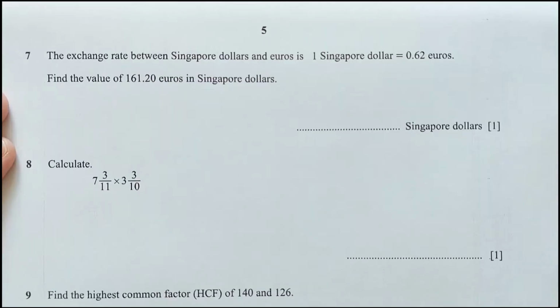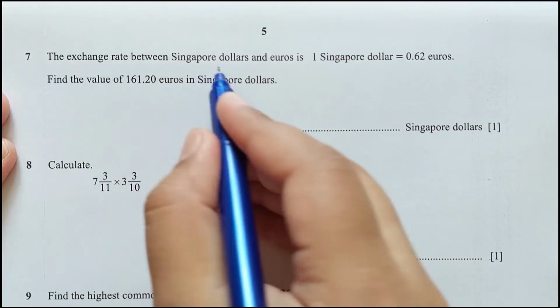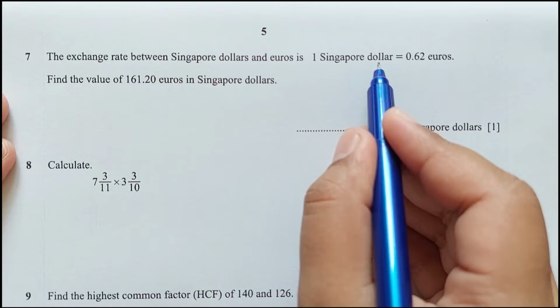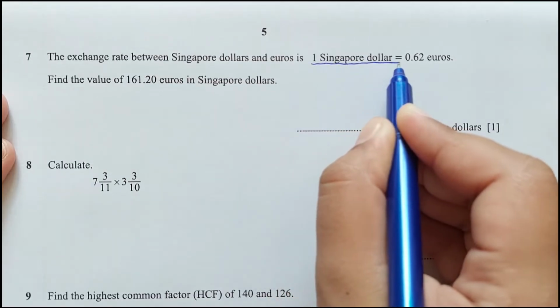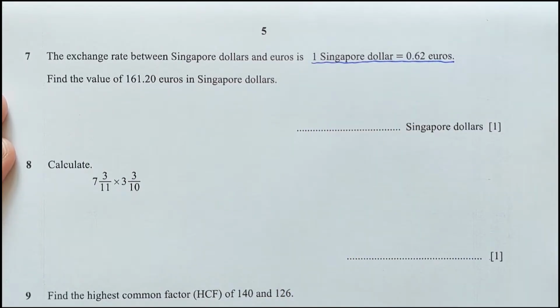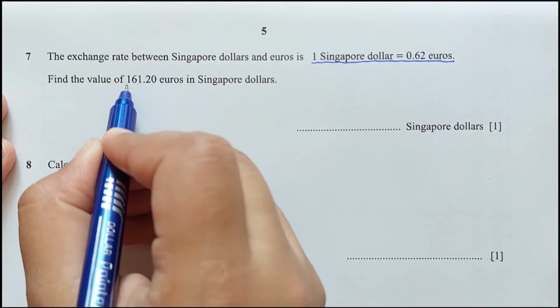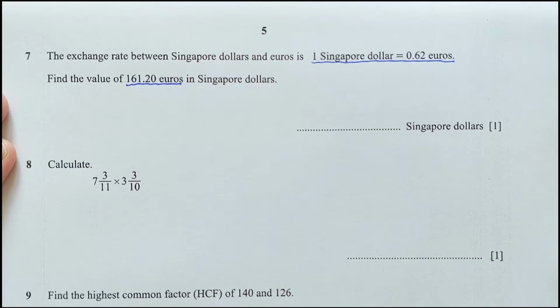Right. Question number 7. The exchange rate between Singapore dollars and euros is 1 Singapore dollar is 0.62 euros, right? That is the exchange rate we have been given. Find the value of 161.60 euros in Singapore dollars.